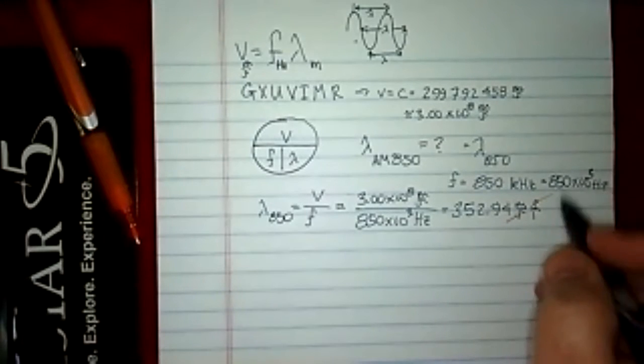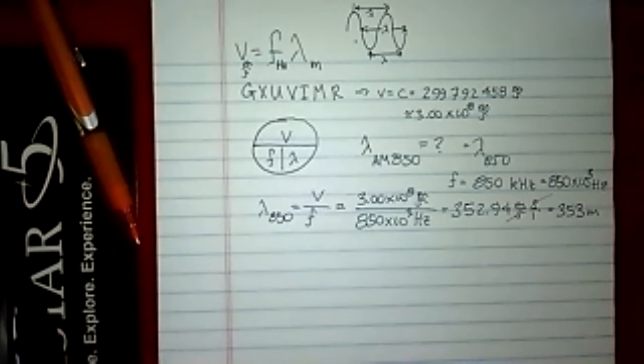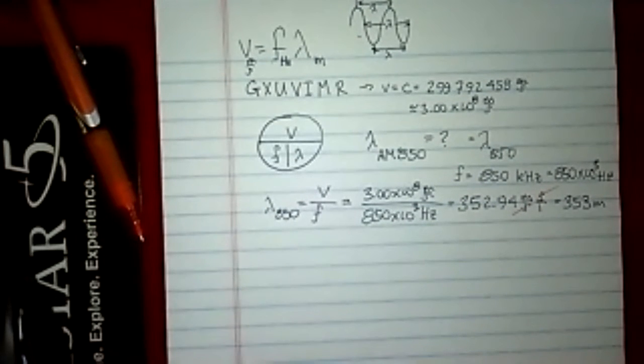That 0 may or may not be. So I'm going to round it to basically 353 meters. So the wavelength of the carrier wave for AM 850 has a length of about 353 meters, which is on the order of 4 football fields. Pretty good size.